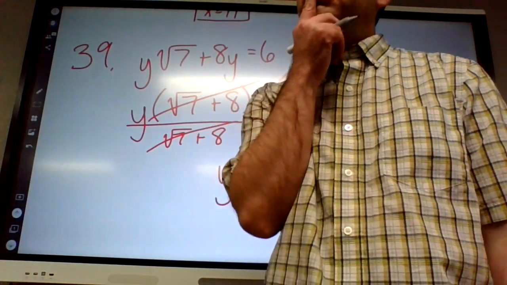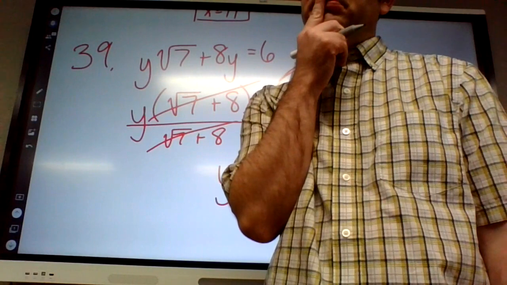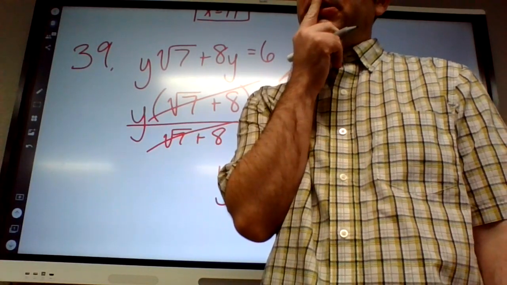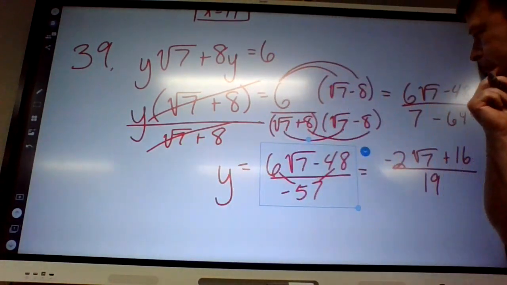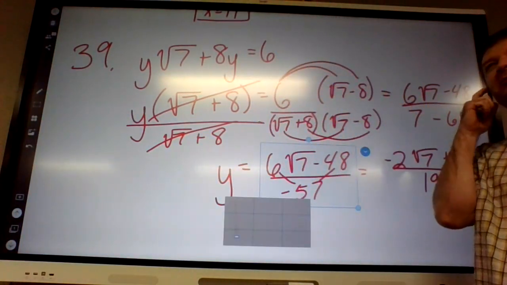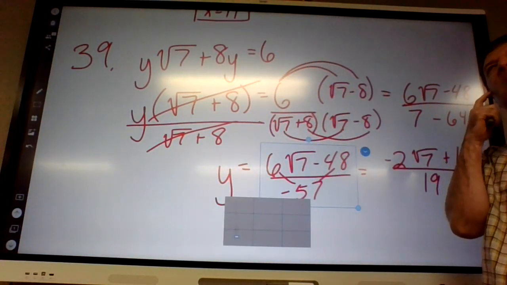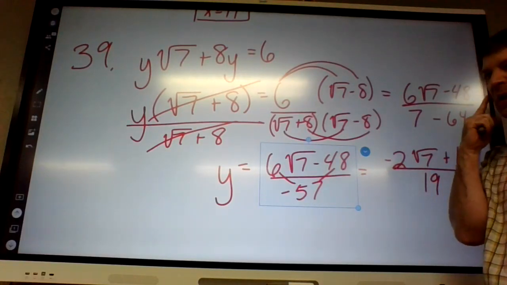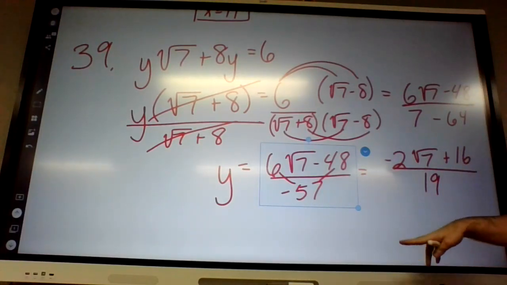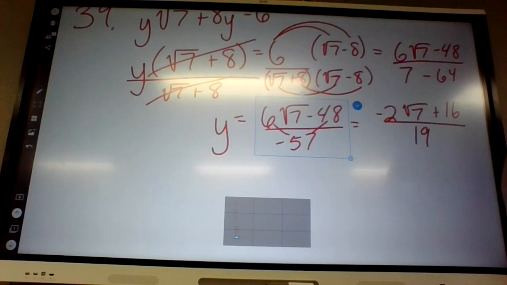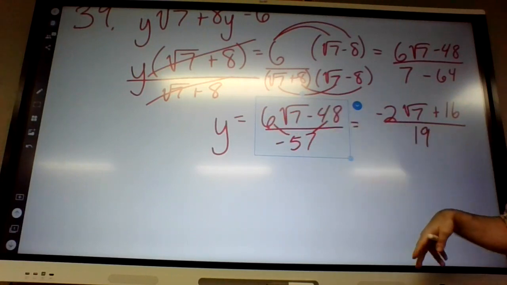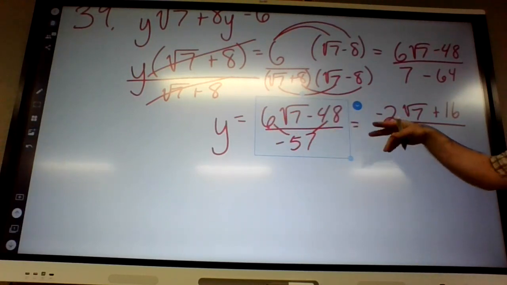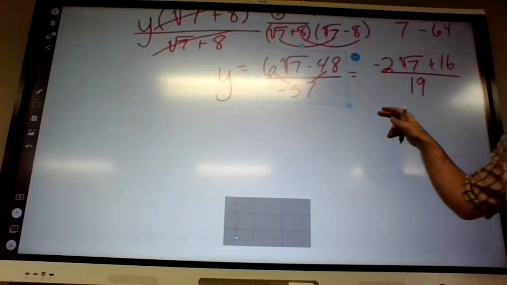Wait, 39, they didn't reduce. They stopped right here. Did the book make a mistake? Yeah, the book made a mistake, I'm pretty sure. Well, it's supposed to. They stopped right here, basically. They just put the negative right there. So yeah, all those are divisible by 3.